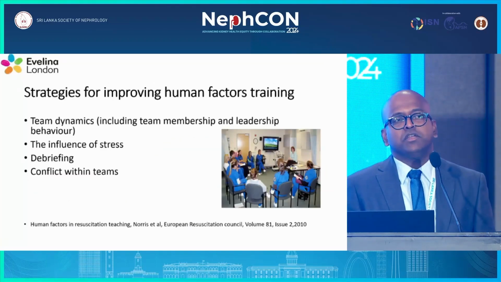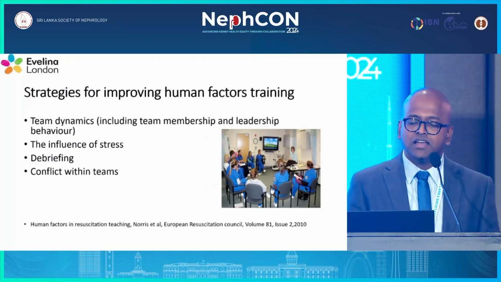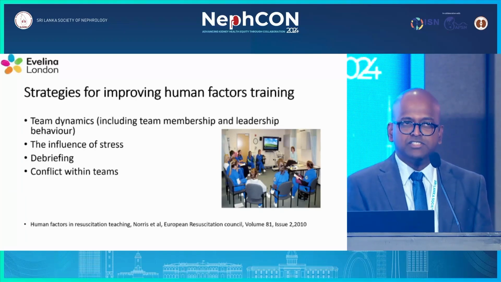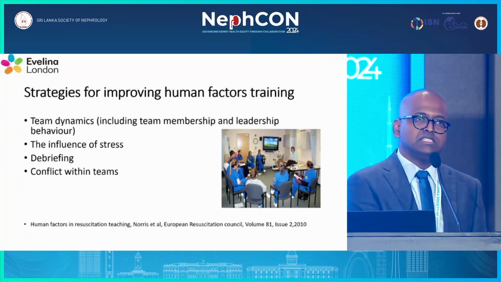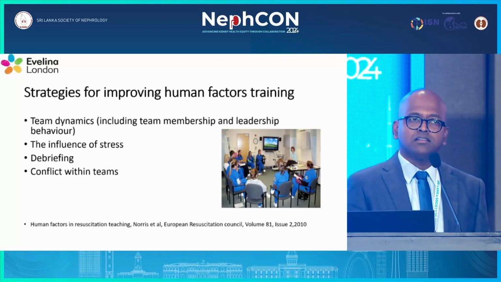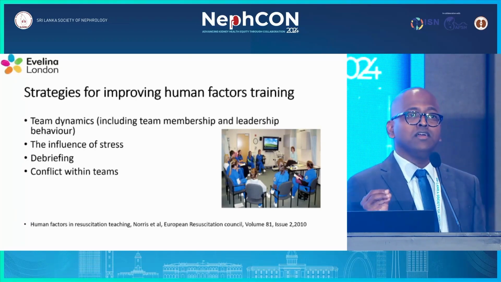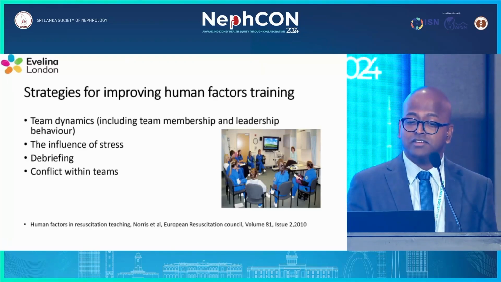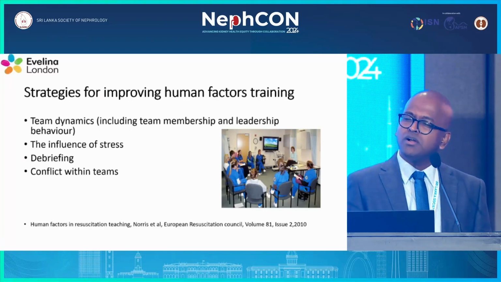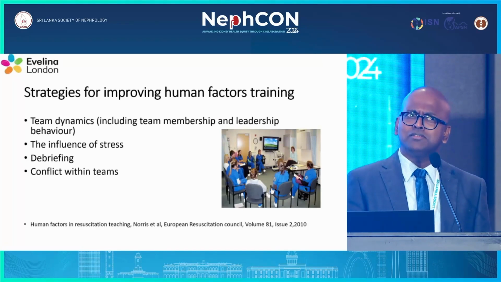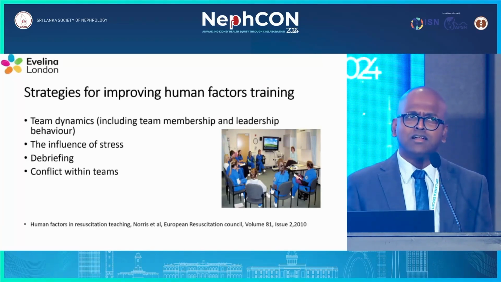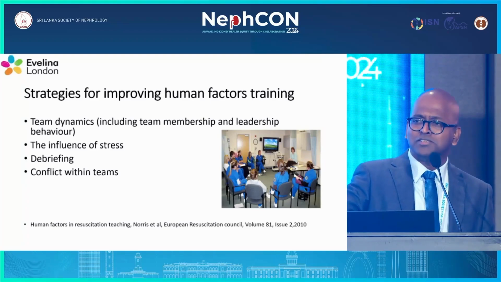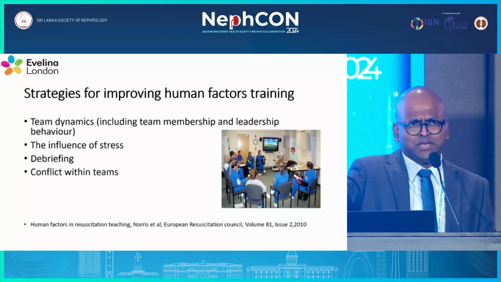So the strategy is to improve the human factor training, the team dynamics, the influence of stress, debriefing, and conflict within the team. So always after an emergency, we debrief and get the feedback and deal with it. One of the important negative feedbacks I got from the first kind of emergency was, you're too calm in dealing with emergencies. After a decade as an APLS provider, I'm securing the airway, so I was saying, don't worry, airway is secure.